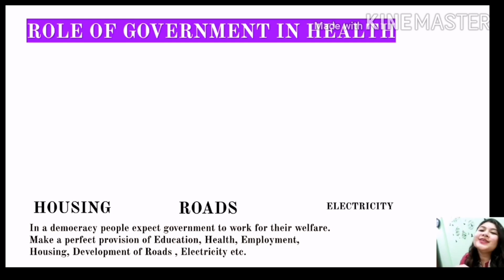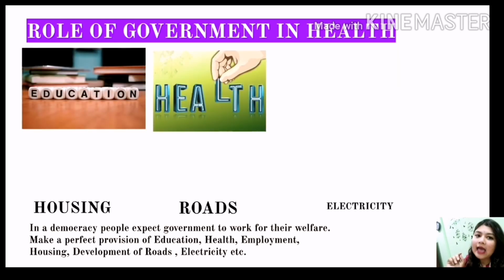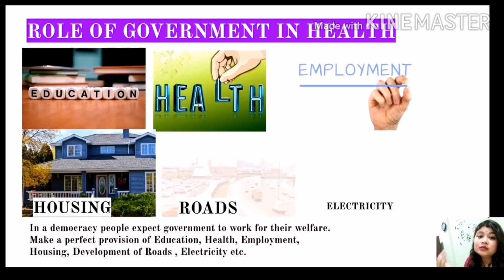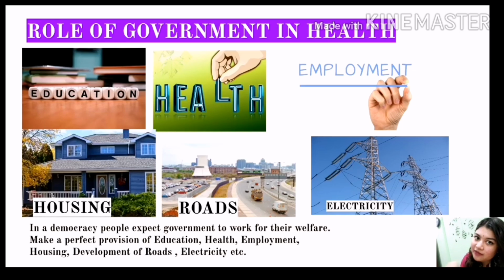welfare. So in order to provide provisions, the government works in certain sectors, like education, health, employment, housing, development of roads, electricity, and so on. So these are some of the sectors where the government works. Why? For the betterment of the nation, for the betterment of the people. So for people's welfare, governments are involved in certain sectors, but in this particular chapter, we are focusing only on health.